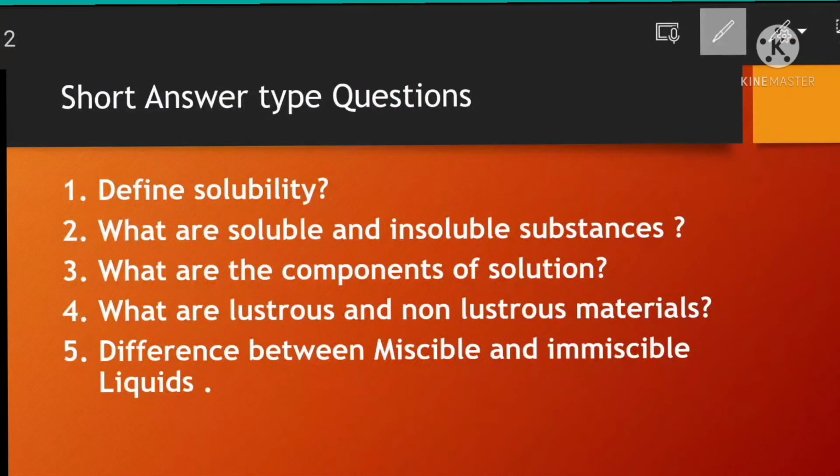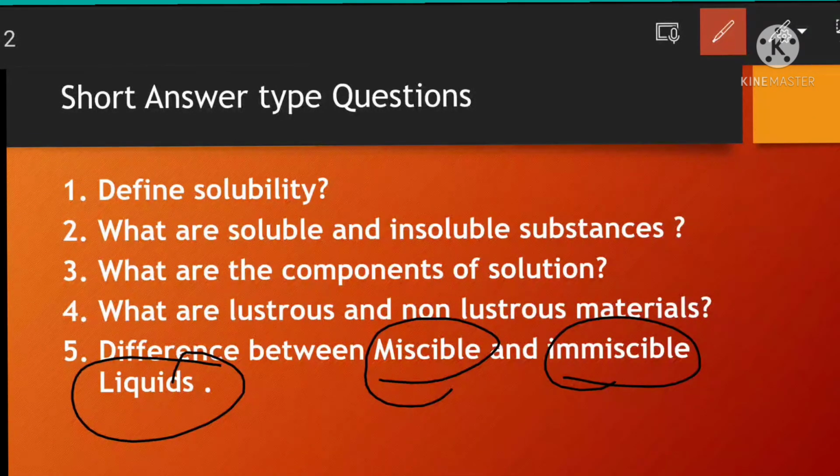Now come to the next one. Differentiate between miscible and immiscible. See, there is a very important term. These two words are made especially for liquids. Miscible liquids are those liquids which can easily dissolve in each other. Whereas immiscible liquids are those liquids which could not dissolve and they form a separate layer.